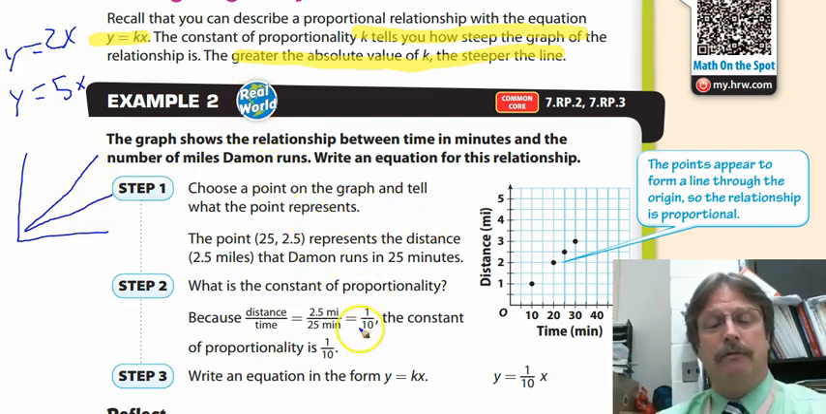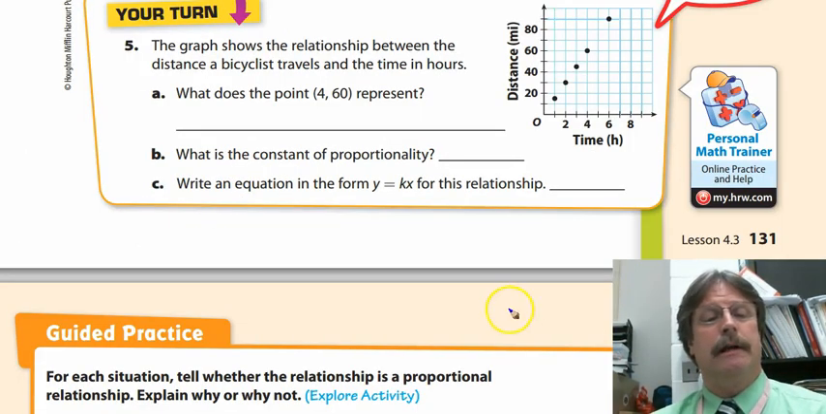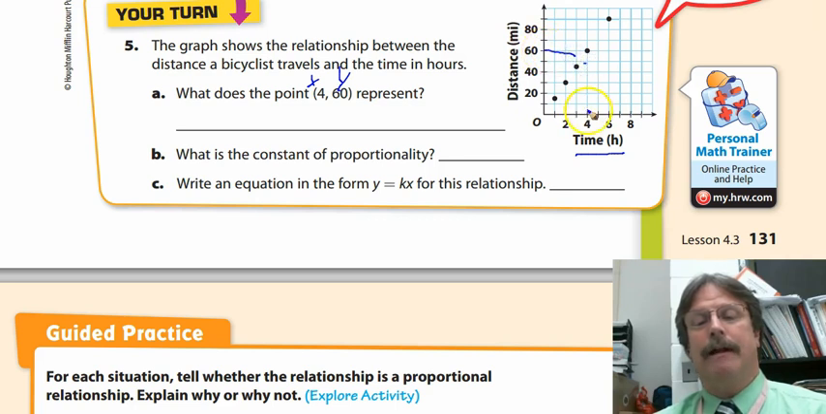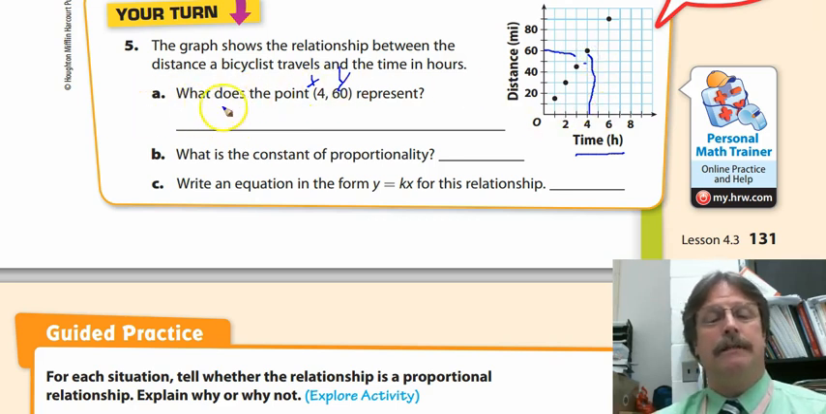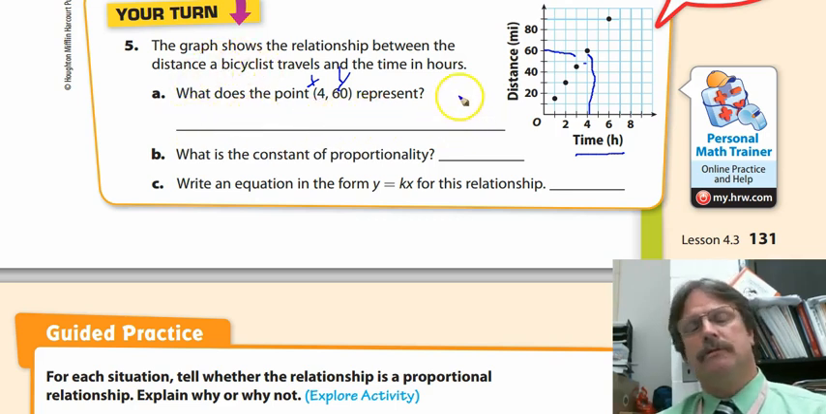Example 2 goes back through what we just talked about, so I'm not going to spend time on that. When we look at the your turn after example 2, what does the point (4, 60) represent? So remember, that's the x, that's the y, okay? So you simply look down here at your title. So this represents 4 hours, and the distance represents 60 miles, okay? So if you follow that, there's the 60, and follow that up, there's the 4, okay? So you would write something like, it represents how far the bicyclist went: 60 miles in 4 hours.